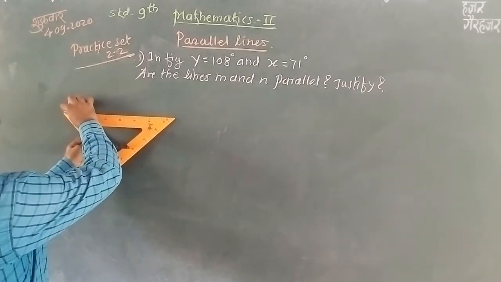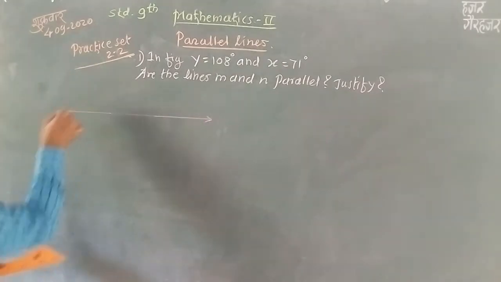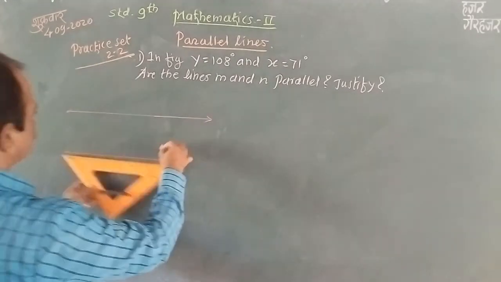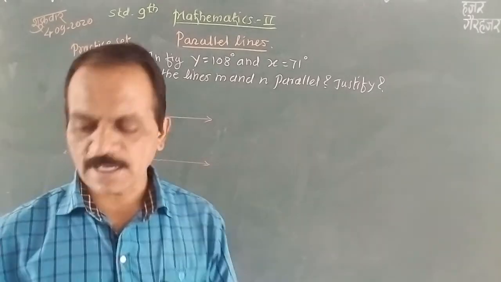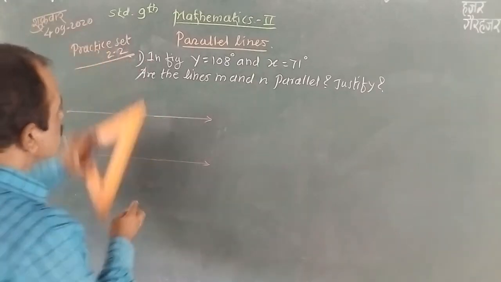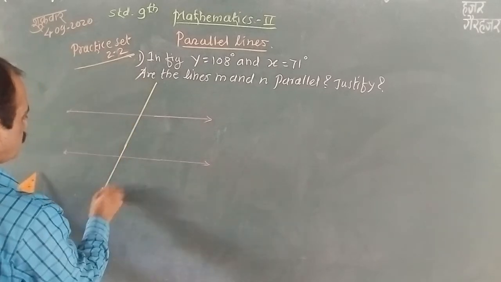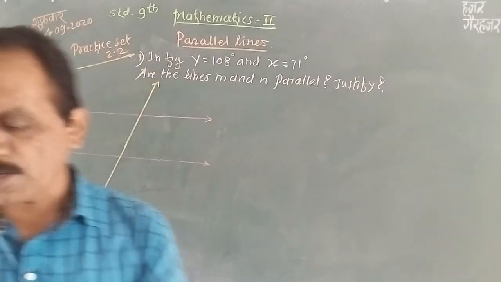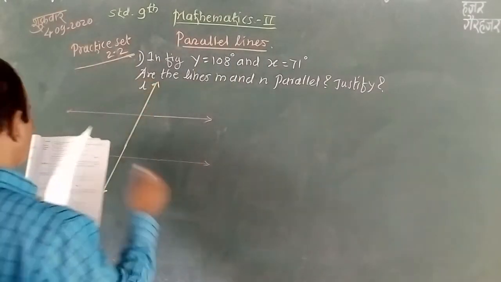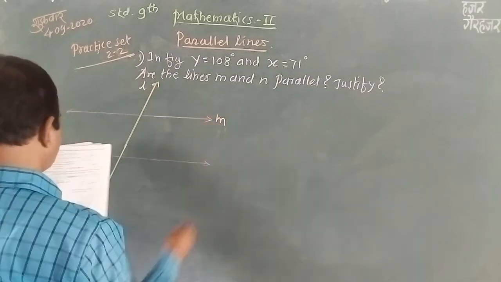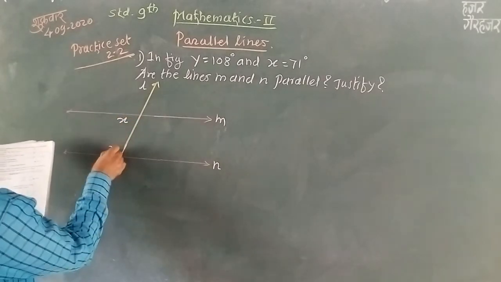Here two lines are parallel. This is one line and this is the second line. These two lines are parallel lines and one is a transversal. Now write the measures of the givens in this figure. This is line m and this is line n. Here is the angle x. Here is the angle y.